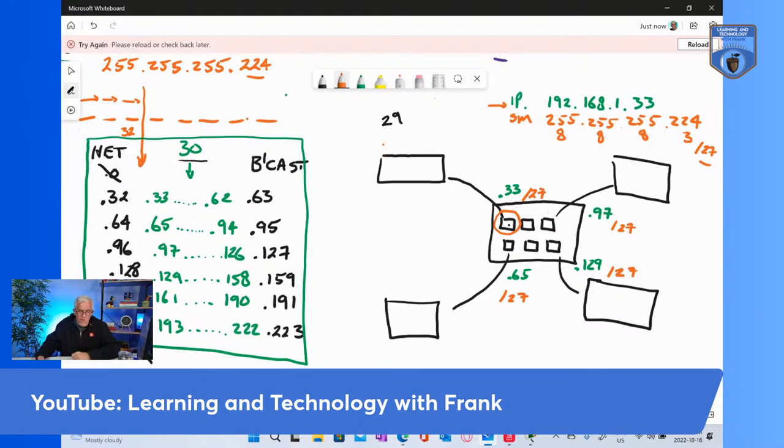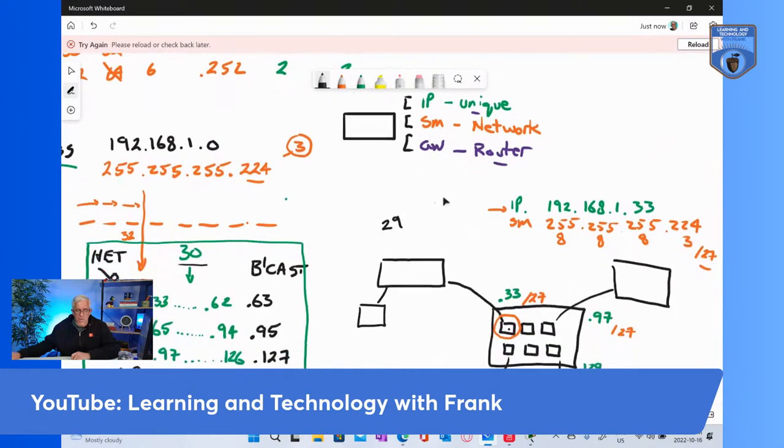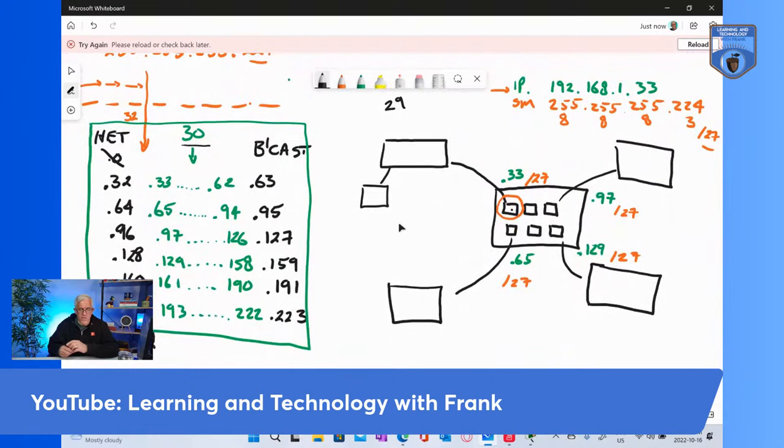Now, each of the computers that's going to be connected, so let's say I connect up a computer on here, what do I have to give it? Well, remember, I say I have to give it three things. I have to give it a unique address, a subnet mask, and I have to give it a router default gateway. So this computer is on the .33 network. So I'm going to give it the IP address, and I'll write the whole thing out. I'm going to give it the IP address of 192.168.1.34 because .33 is taken.